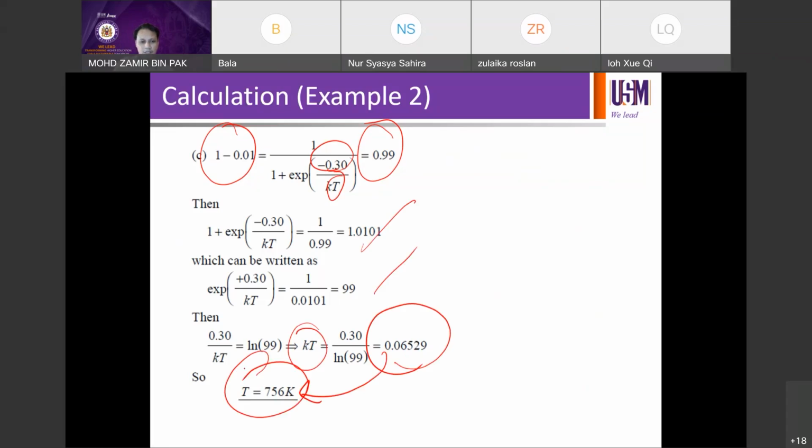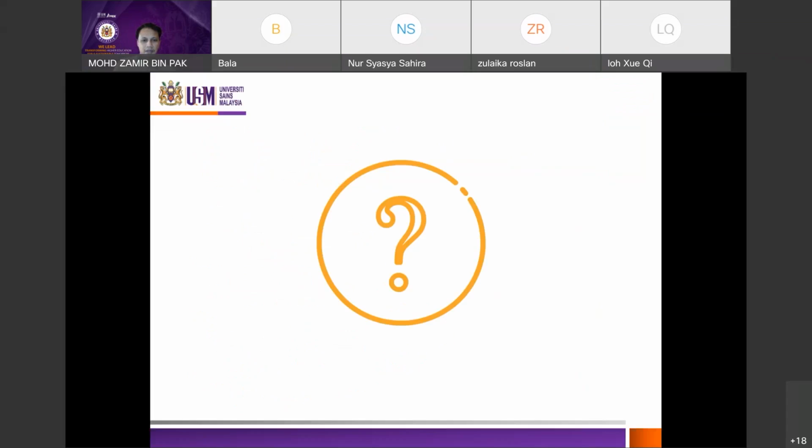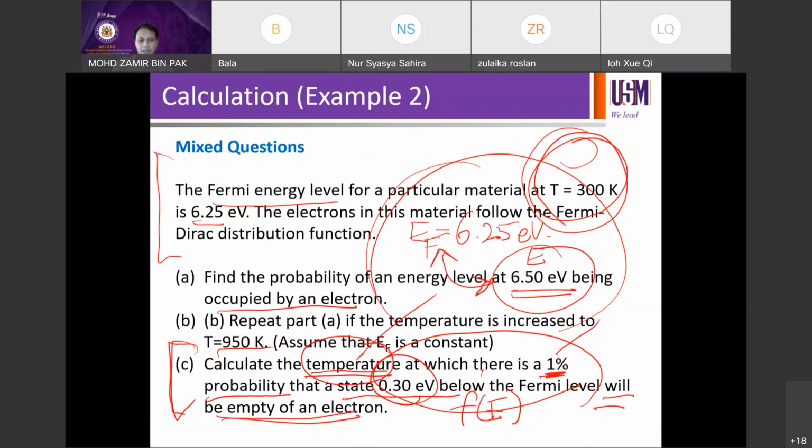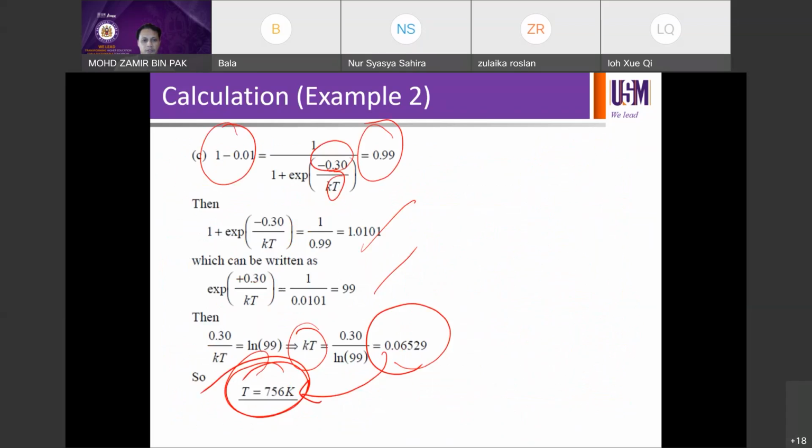Okay, so that is where 756 Kelvin is where you're going to get 1% probability that your energy state 0.3 eV below the EF will be empty of an electron, or will be occupied by a 0.99 probability of hole. Okay, so this is where students typically make mistakes. The rest is very straightforward. You just rearrange the equation and do the math, so you're going to end up with T equals 756 Kelvin.